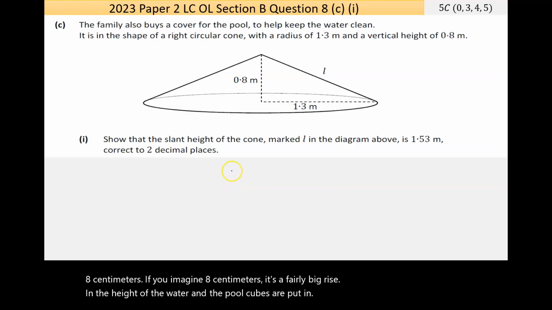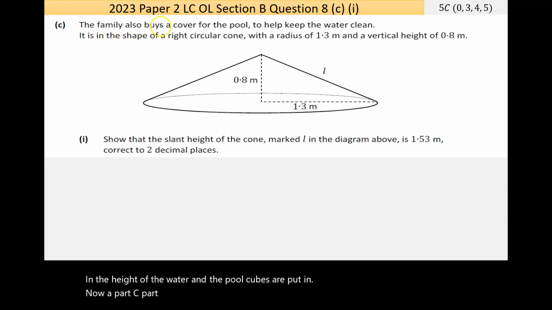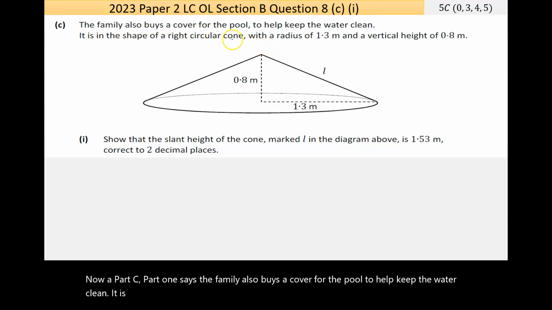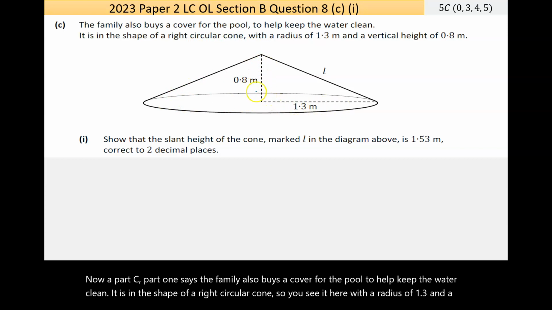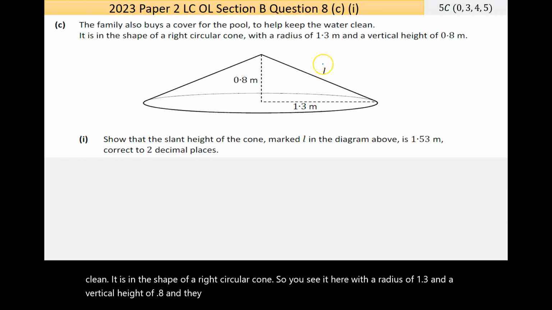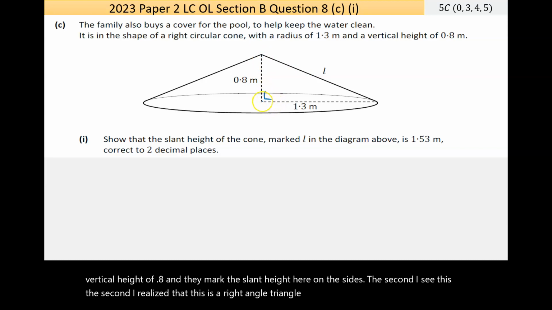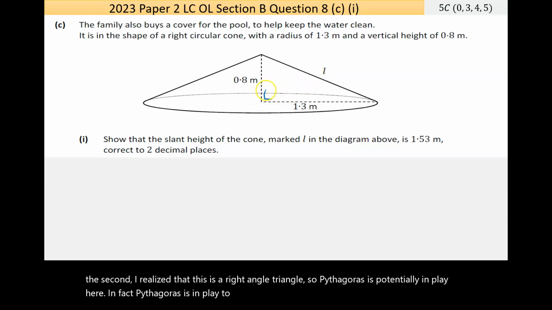Now, 8C part 1 says the family also buys a cover for the pool to help keep the water clean. It is in the shape of a right circular cone, so you see it here, with a radius of 1.3 and a vertical height of 0.8, and they mark the slant height here on the side. So the second I see this, the second I realize that this is a right angle triangle. So Pythagoras is potentially in play here. In fact, Pythagoras is in play to find the slant height.